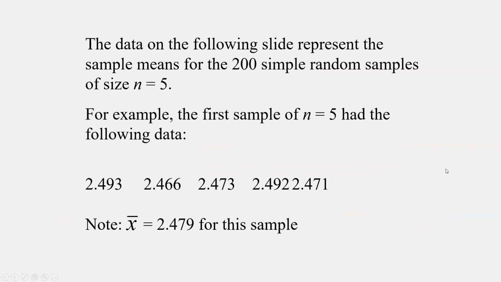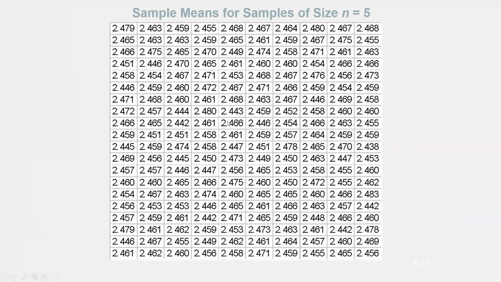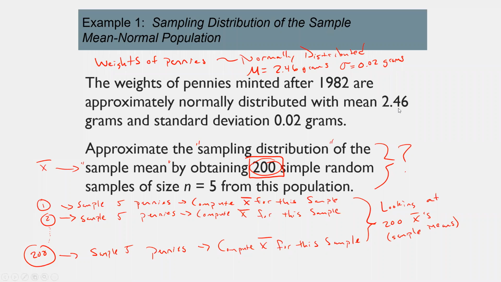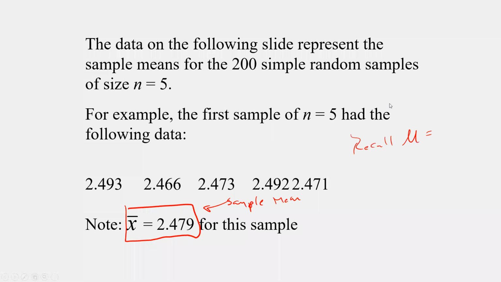What you're going to notice on the following slide is these are the 200 sample means that I have. For example, the first time I sampled 5 pennies, I had the following data, and look at what their X bar was. So for this sample, this is the sample mean. But just recall the population mean was 2.46. That's what the real average is.